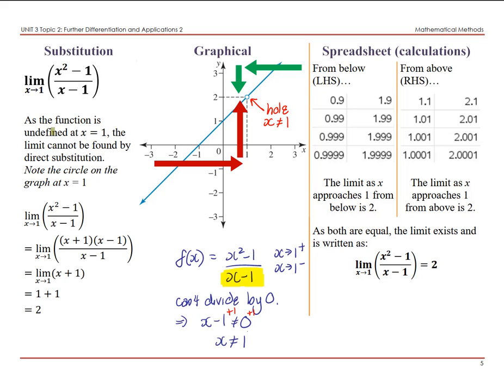So as the function is undefined at x equals 1, we can't just substitute into the formula like we did previously. Okay, and that's because if we do, we'll get an undefined answer. We can't do it. 1 minus 1 is 0. We can't divide by 0. So this is what I like to see as the true meaning of limits. It's normally because something isn't defined at a particular point, so we want to know what the value approaches at that point. It won't equal it, but it's approaching it.